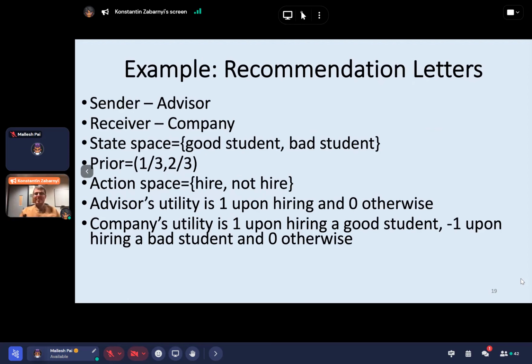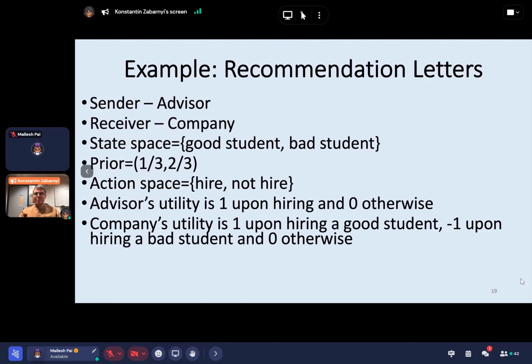So since the advisor just wants the student to be hired, let's assume that the advisor's utility is 1 upon hiring regardless of the state, and 0 upon not hiring regardless of the state. And the company, on the other hand, wants to hire a good student and not to hire a bad student. So let's assume that the company's utility is 0 upon not hiring, but it is 1 upon hiring a good student and -1 upon hiring a bad student.